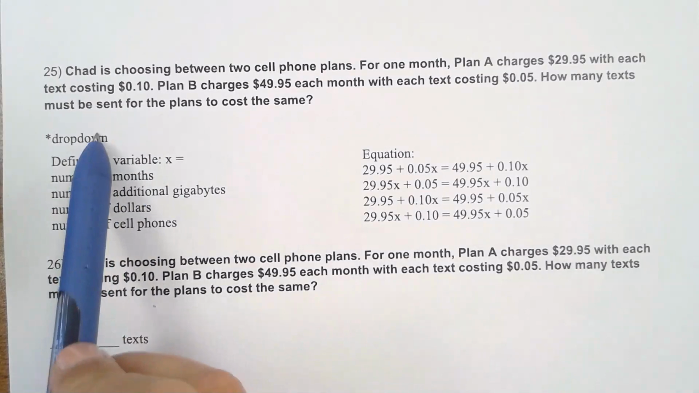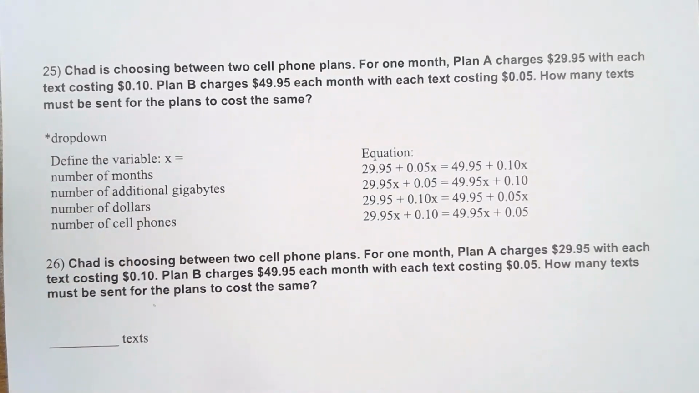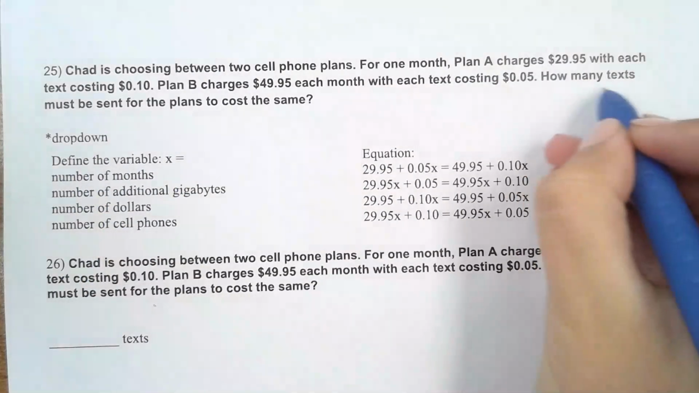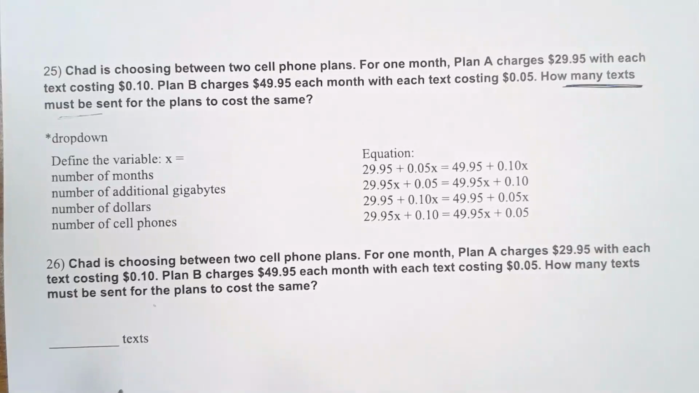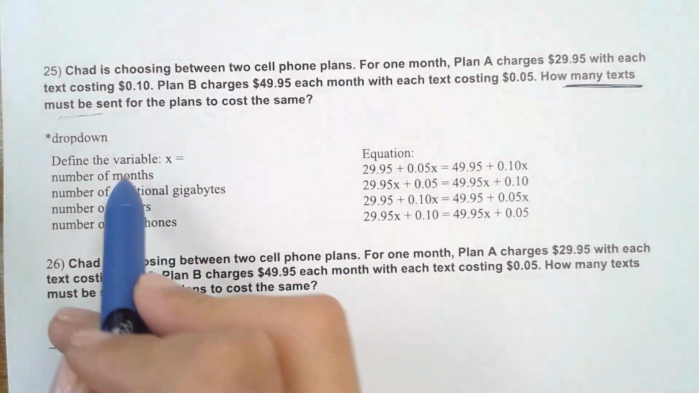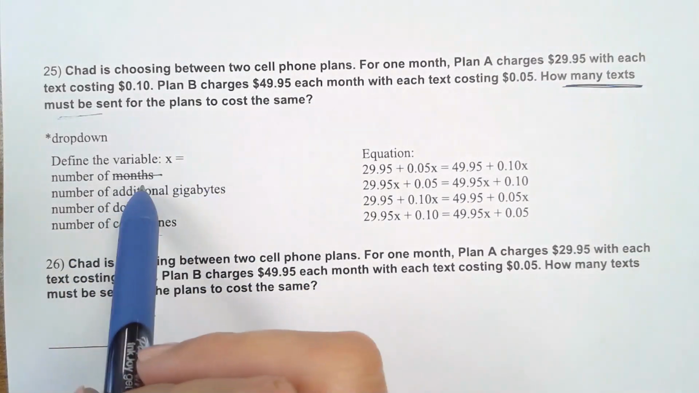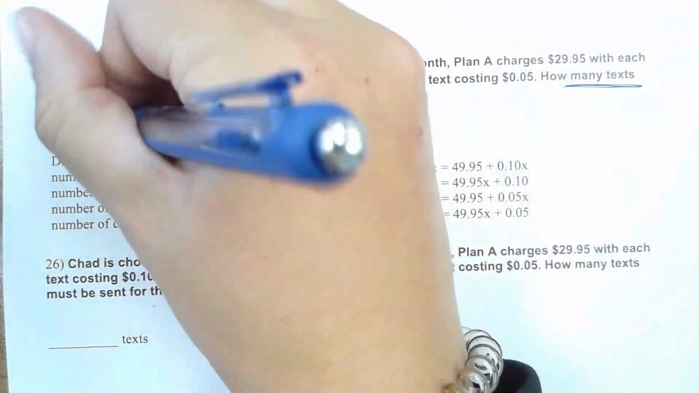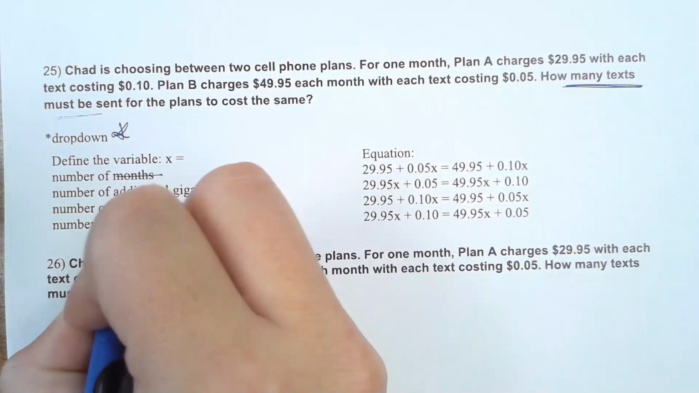Okay, so these will be a drop down for you guys to choose between. So the first part is defining the variable. So defining the variable is trying to figure out what you're trying to find in the problem. So we're trying to figure out how many texts must be sent for the plans to cost the same. So we're trying to figure out the number of text messages, so not months, gigabytes, dollars, cell phones. This needs to be fixed, so it needs to be number of text messages.